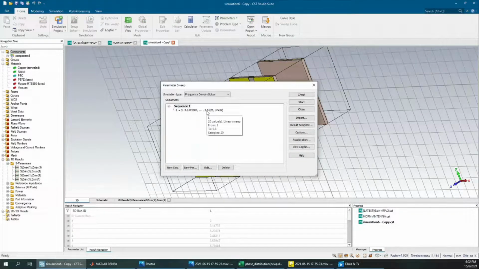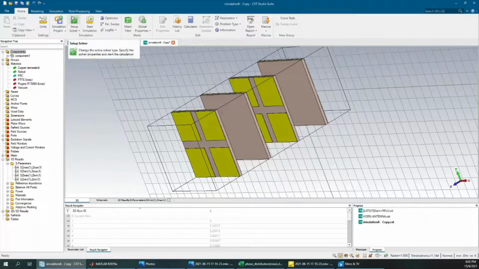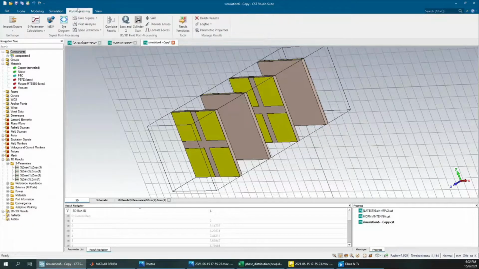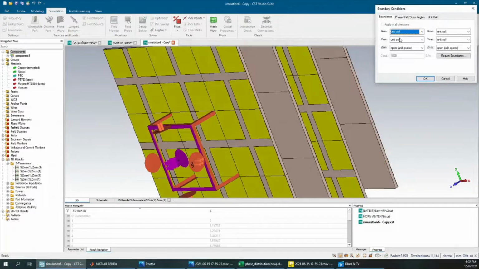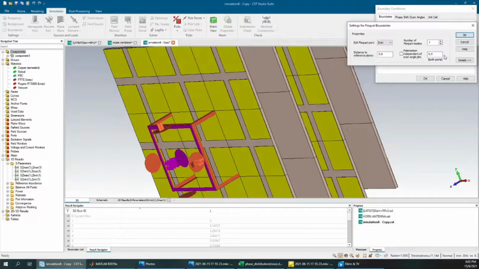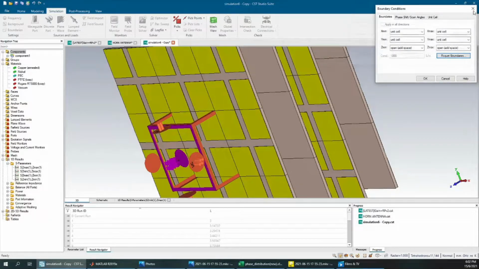I will vary the L from 3 to 5.8 mm. And the solver I use will be frequency domain. And here is the boundary condition that I use: unit cell for X and Y. For Z, I use open space. And here is the floquet boundary condition, and there is only one mode for Z min and also Z max.